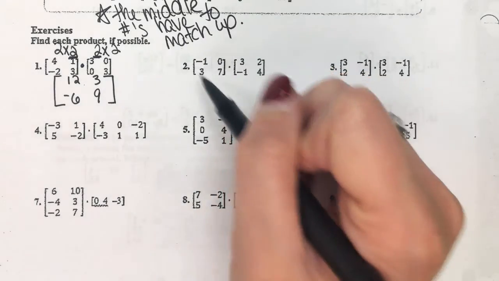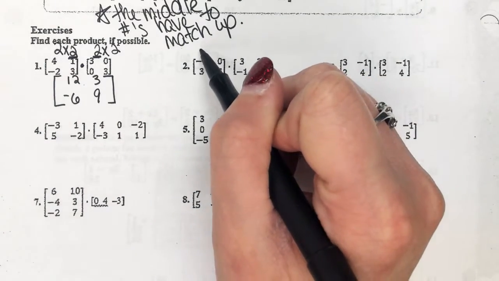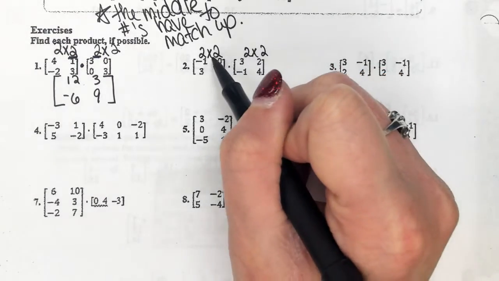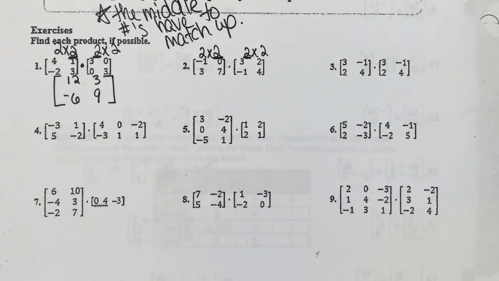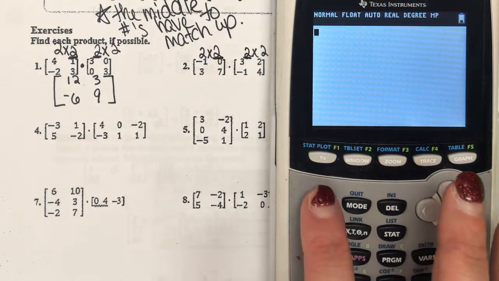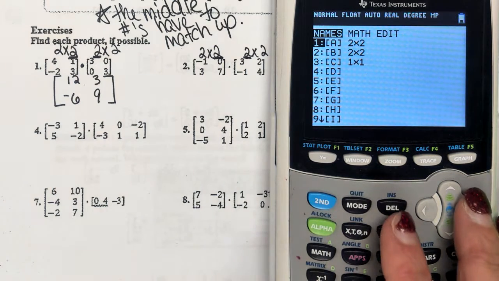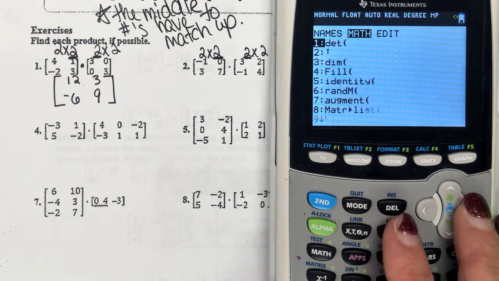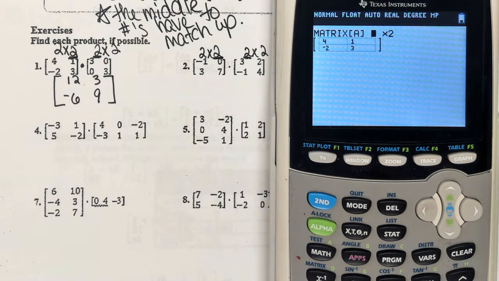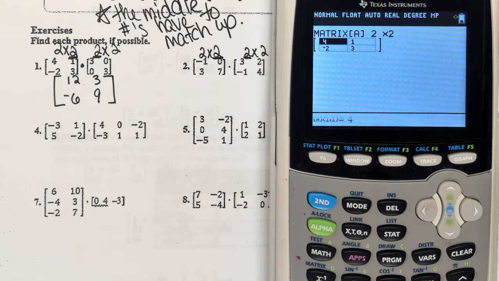All right, what's the size of this one? 2 by 2. What's the size of the next one? 2 by 2. Do the middle numbers match up? Yep. So that means that you can multiply them. So grab your calculator. All right, we're going to go second matrix, over to edit. Enter on the first one. What's the size of the first one? 2 by 2. There you go. And then put those numbers in.